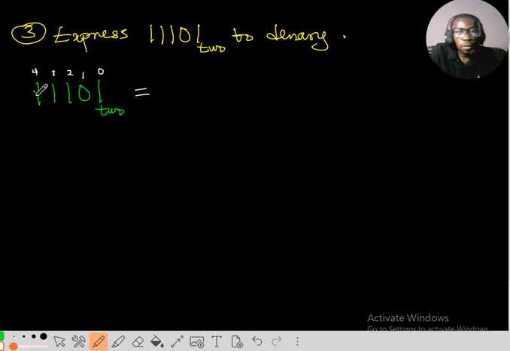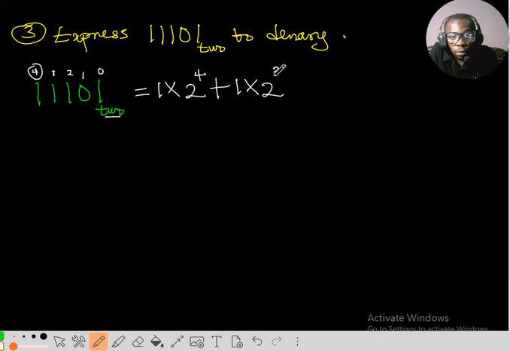So we are going to expand that now. How do I expand? Pick the first number, 1 times what is the base? 2, and what is the power here? 4. 1 times 2 raised to power 4, plus, pick the next number, 1 times the base 2 raised to power 3, and again plus the next number, 1 again, times the base 2 raised to power 2. All these numbers here are the power.